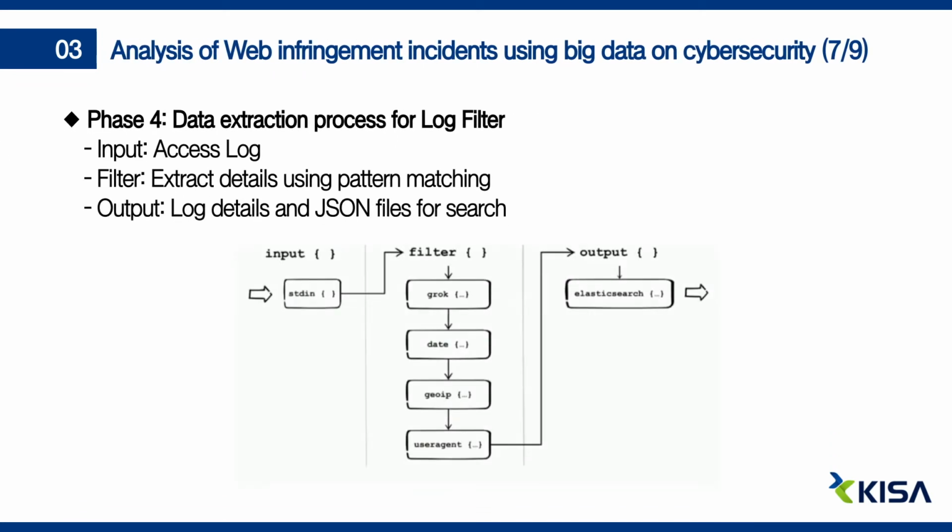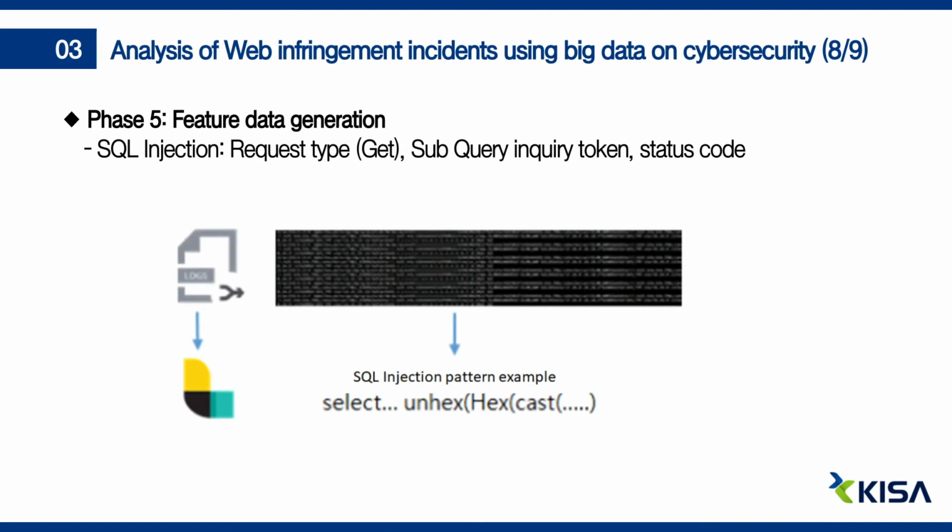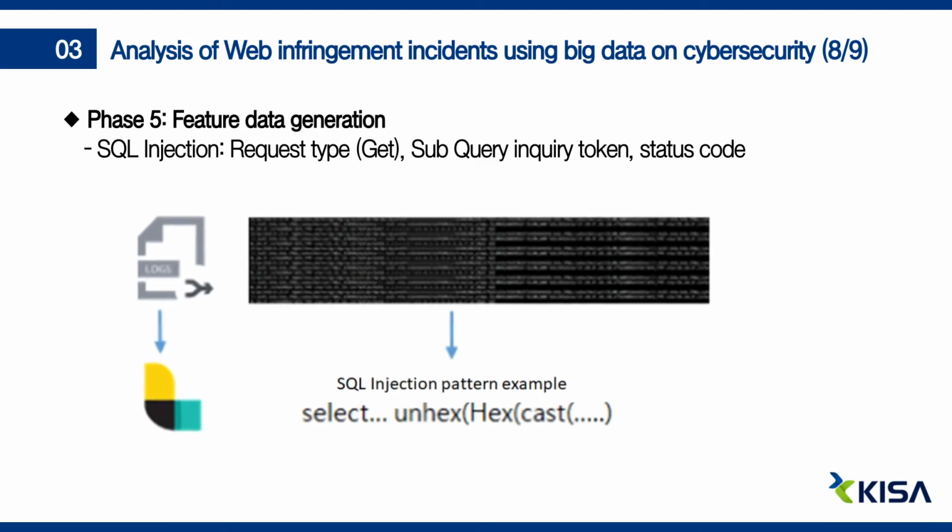This is data extraction module for log filter. This module's input is access log. Its filter module extracts data using pattern matching. Its output is log details and JSON files for search. The 5th phase is feature data generation. To extract data of SQL injection, the system needs to get request type, subquery, and status code. This figure is an example of an extraction of SQL injection pattern.